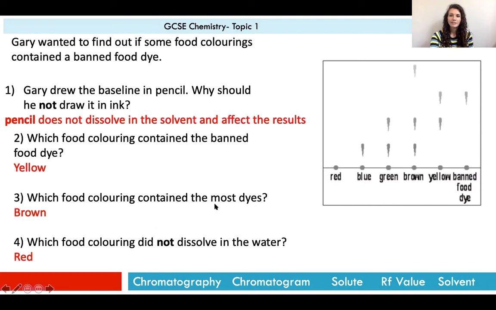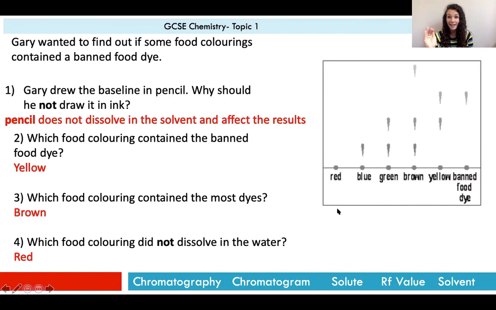Which food colouring contains the most dyes? That is the brown. We know that because it's separated out into the most different compounds, so it contains the most different dyes. And which food colouring did not dissolve in water? That's the red. All of the compounds in that red food colouring are insoluble, so it is impossible to look at what makes up that mixture. Okay, so give yourself a mark out of 4. And if you need to correct any answers, then just pause and do that now.